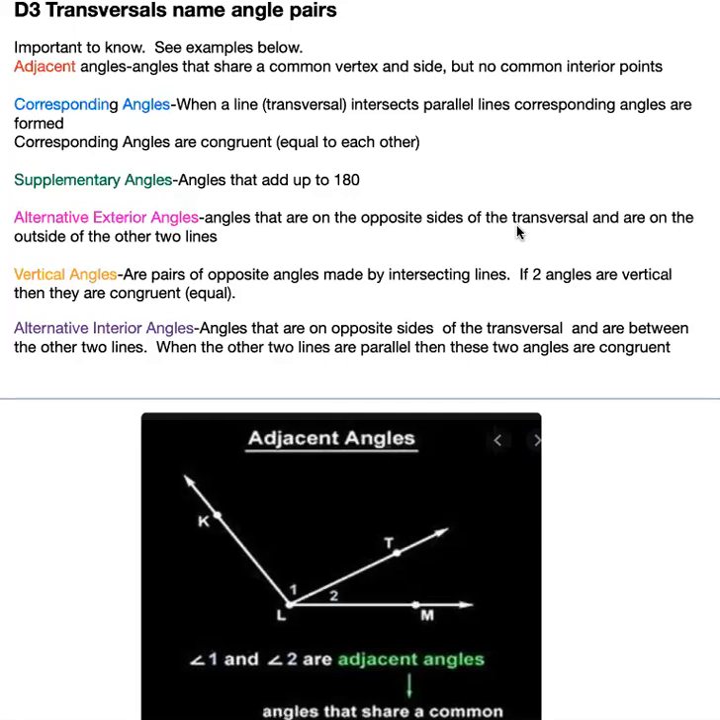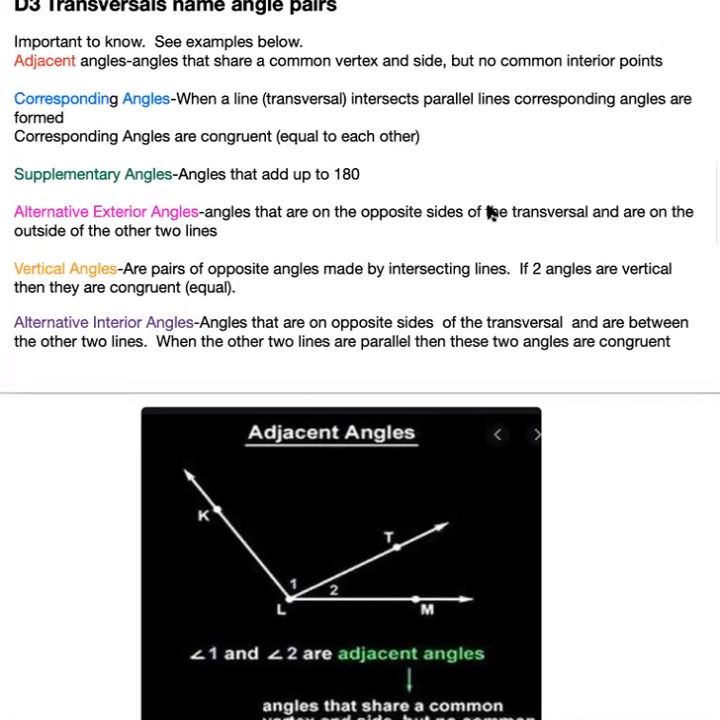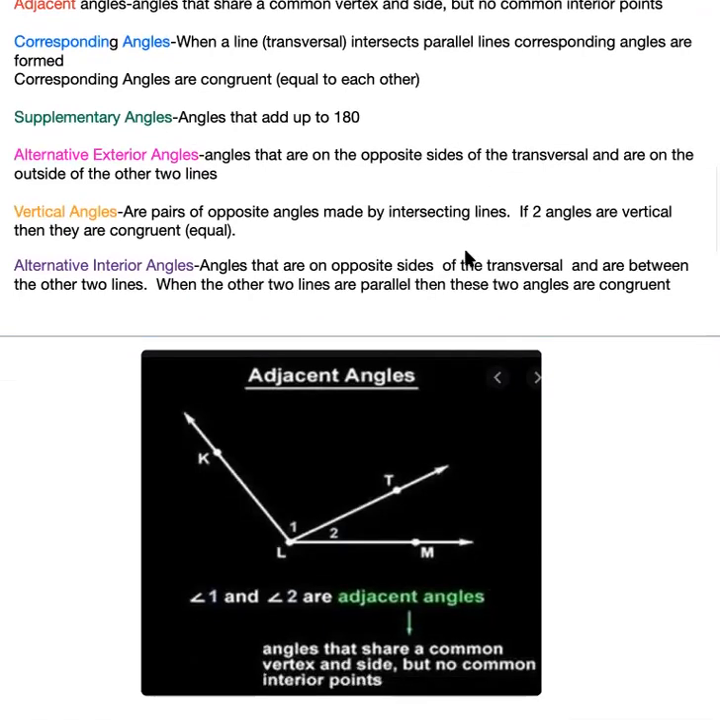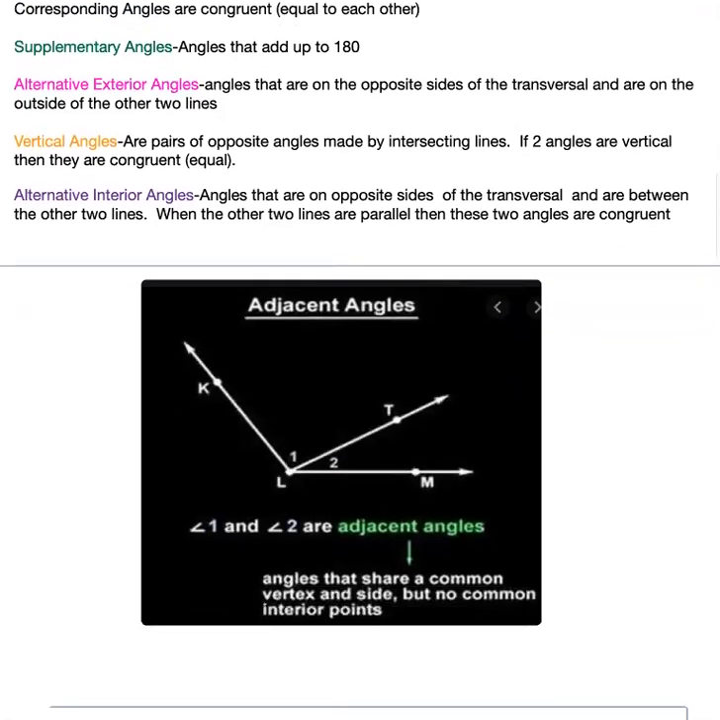All right, our next section, D3, transversals, name angle pairs. Some important terms to know and to see. Adjacent angles share a common vertex and side, but no common interior points. An example of that is down here in the black box with KLM, with the line T intersecting, creating angle 1 and angle 2. Angles 1 and 2 are adjacent angles that share a common vertex and side, but no common interior points.